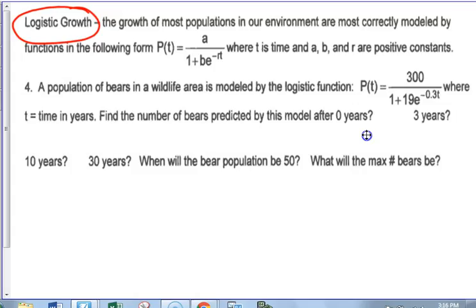Okay. So this question is talking about bears. It says, we have introduced some bears into a wildlife area, and this is the growth function. It is a logistic function. Guys, as long as this number down here is 1, generally this is what it's going to approach, the maximum population. But we'll check that out when we graph it, okay? We're going to put this in our calculator.